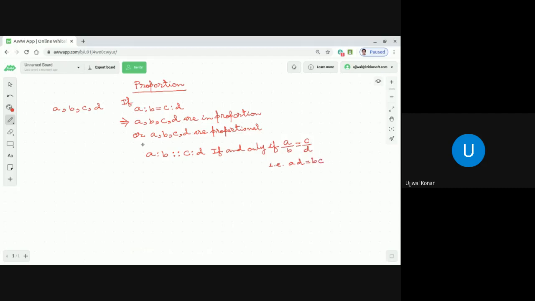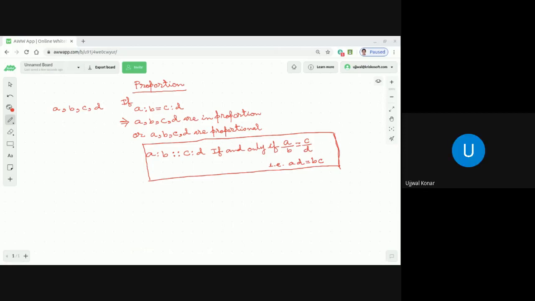This is very important. This is very, very important. Got it, no? Yes, sir. So A is to B is proportional to C is to D means that A by B is equal to C by D, or we can say A into D is equal to B into C.